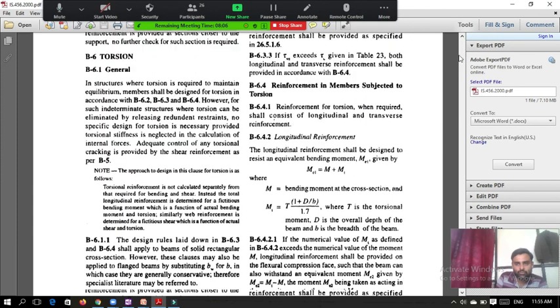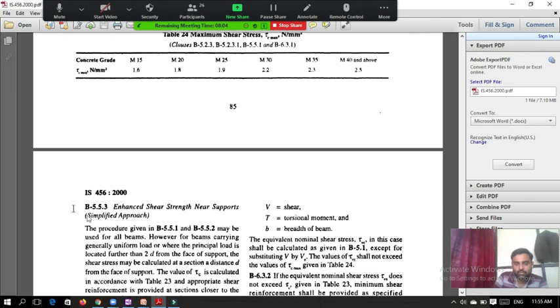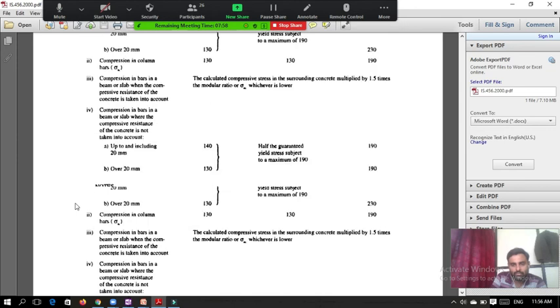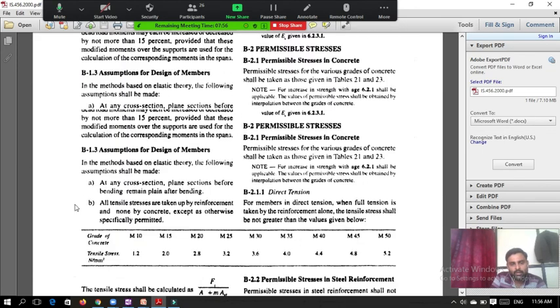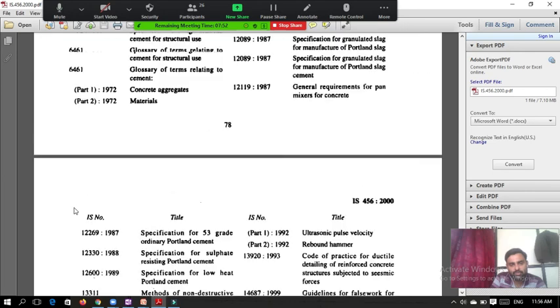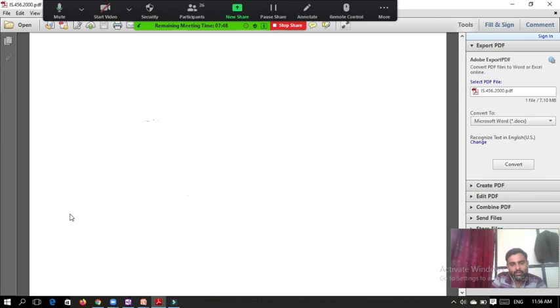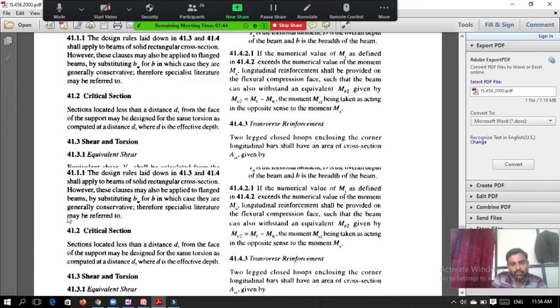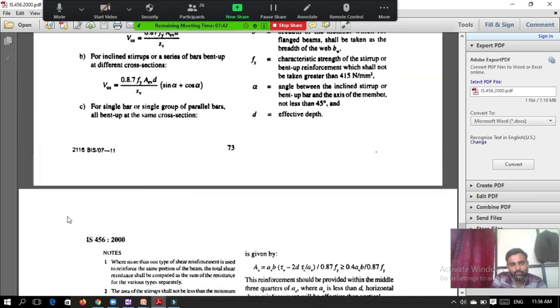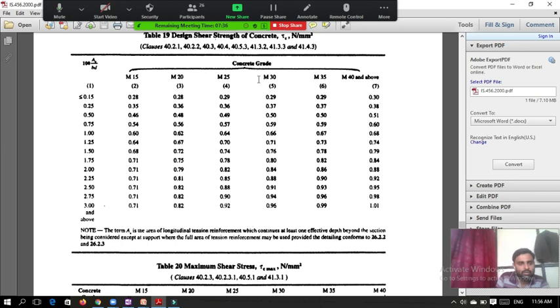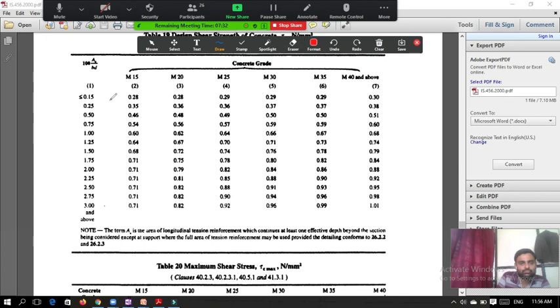We have to move a little fast. Okay, page number 73 is the table which shows the permissible shear stress. And we have to multiply that shear stress by K. Many times we have gone through that table. So in this table, what is your percentage of steel? It is 0.15. Grade of concrete, it is M20.